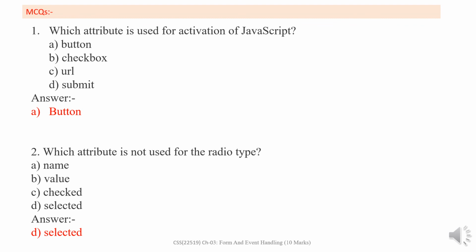Now we will see some MCQs. Which attribute is used for activation of a JavaScript? The options are button, checkbox, URL, and submit, and the answer is button. The second MCQ is, which attribute is not used for the radio type? Name, value, checked, and selected. So selected is the answer. The selected attribute is not used for the radio type.